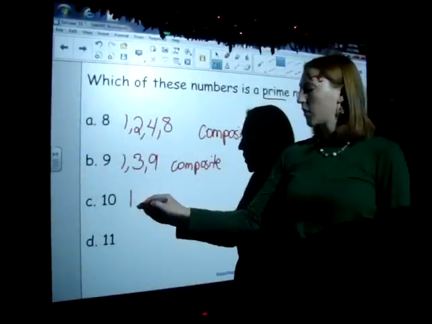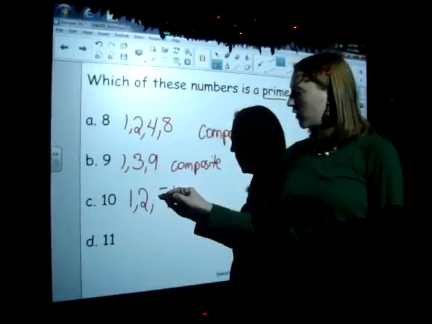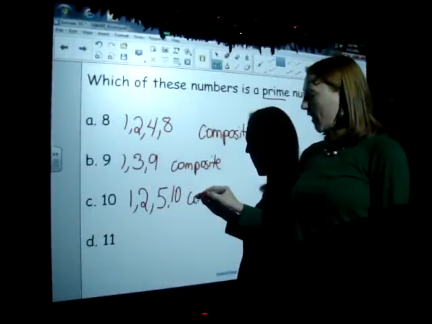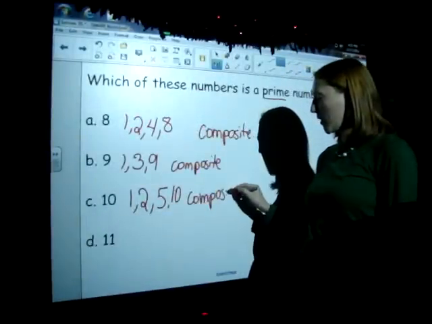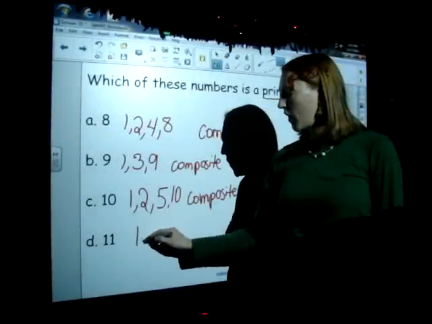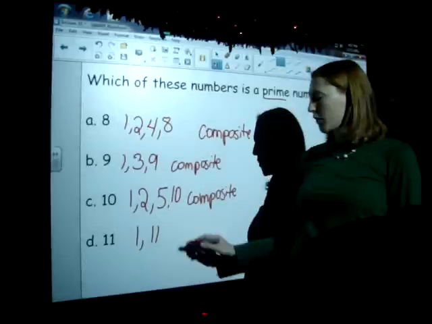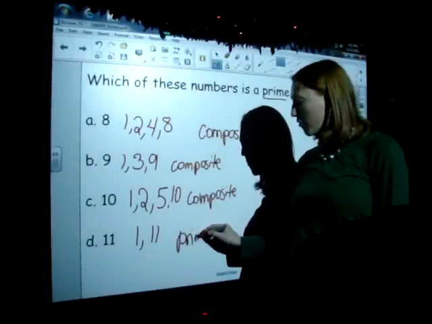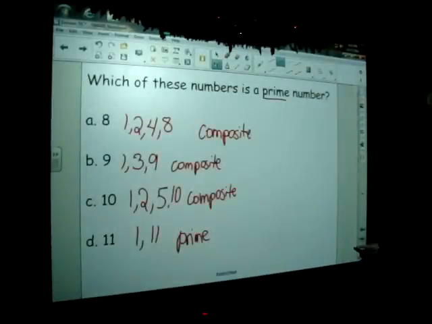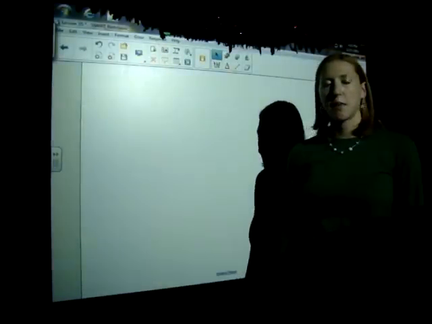And 10, you should have listed 1 and 10. 2 times 5 has more than 2, so it's also composite. And finally 11. 1 times 11. No other number, so this number must be our prime number. Do the lesson problems and come get them checked by me.